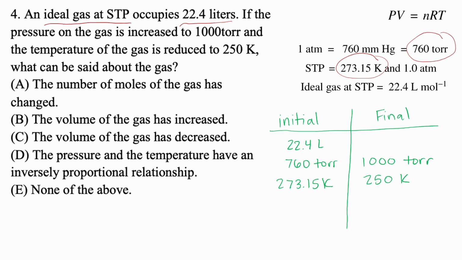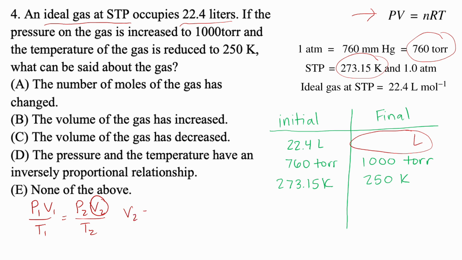So we know we're going to be solving here for the final volume. From our ideal gas law, which is given to us on our reference sheet, we can form the equation that has to do with volume, pressure, and temperature. So we will be using P1V1 over T1 equals P2V2 over T2, and we are going to be solving for our final volume, or V2, which is going to give us P1 V1 T2 over T1 P2.